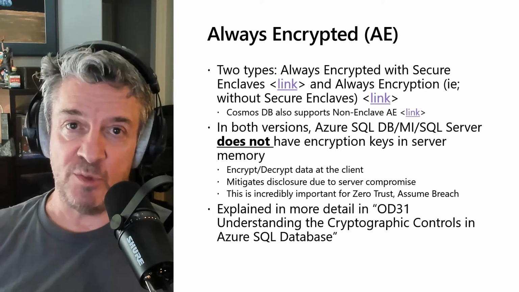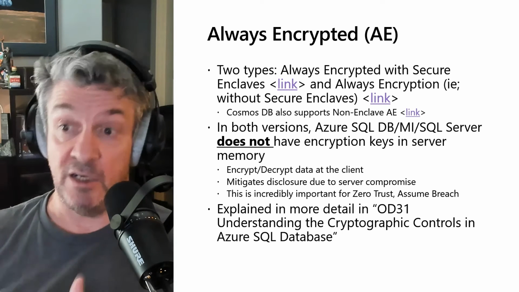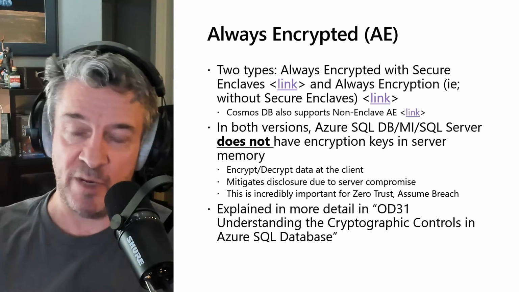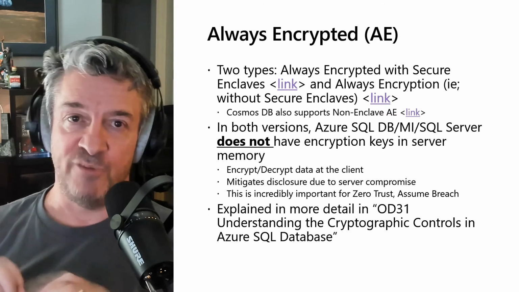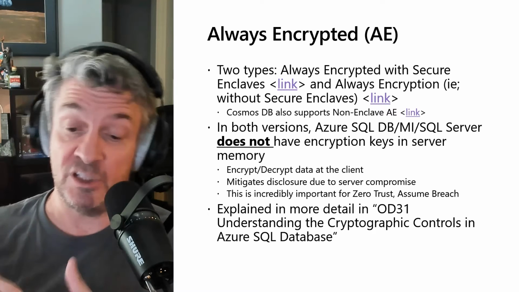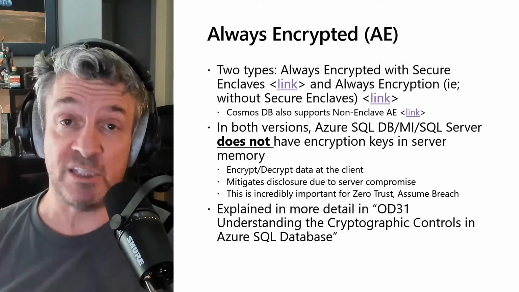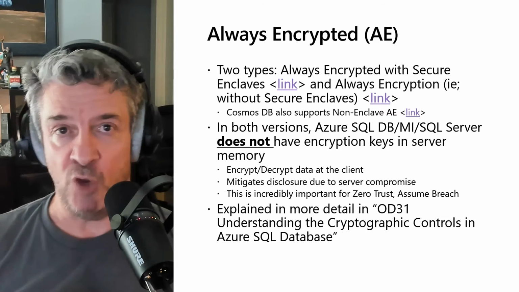All the encryption and decryption, for the most part, is done at the client. In the secure enclaves, there's a variant to that, which I'll talk about in a minute. But essentially, the full encryption and decryption is done at the client. So the ciphertext goes back to the client, then the client driver decrypts the data. And again, I go into much more detail in OD31.